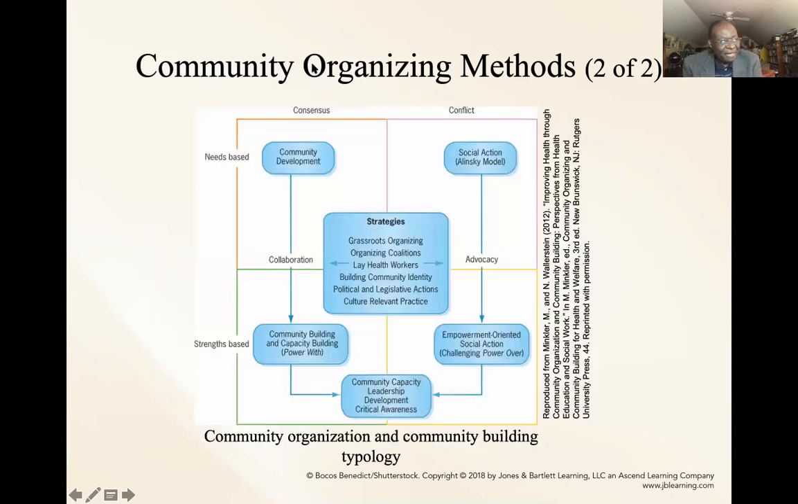Now, this is a diagram that is also very, very important. Two, you have at the top conscientization building.